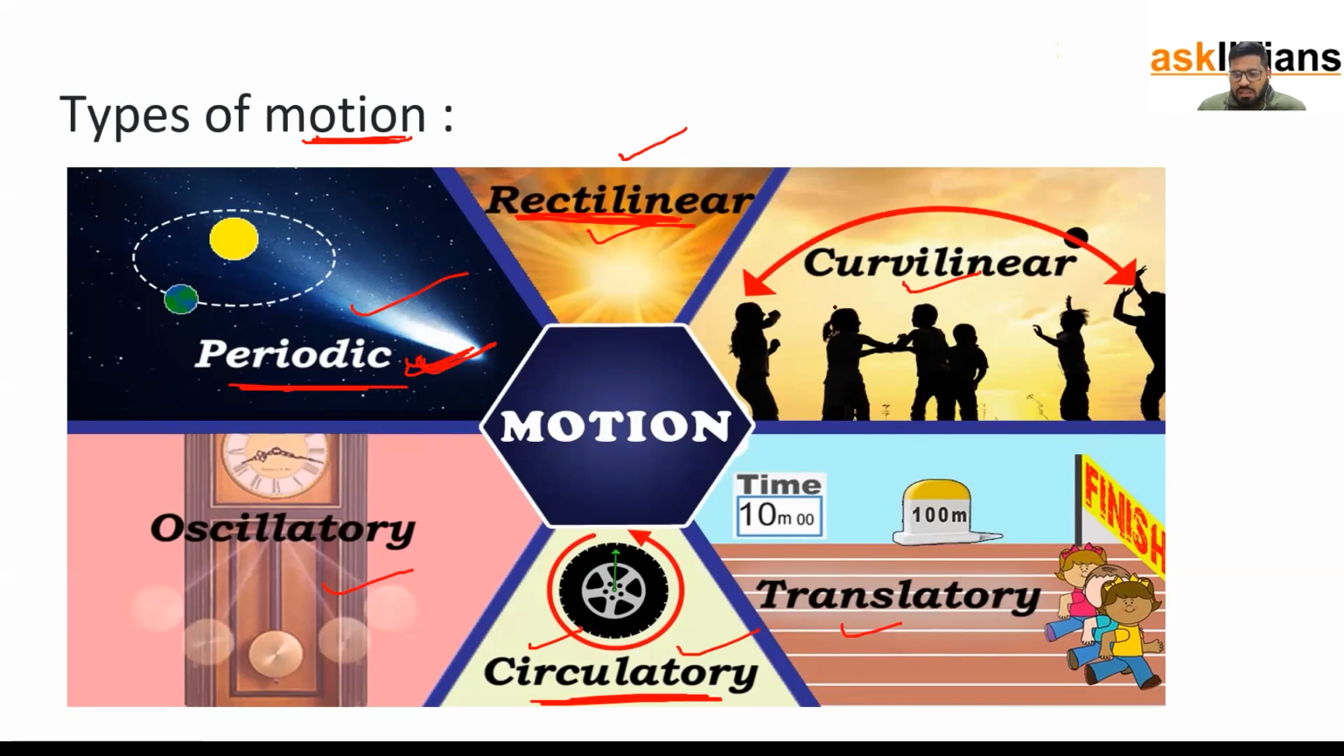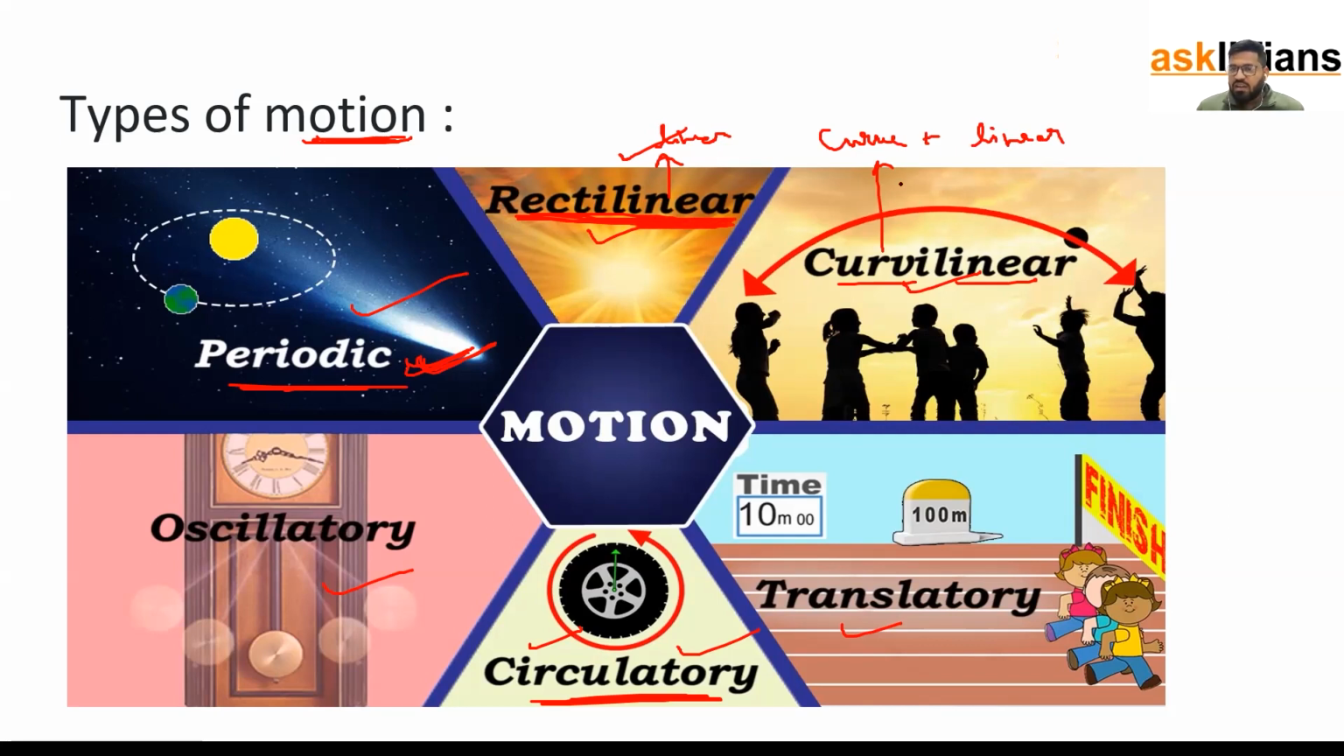Can you see this curvilinear motion? It is made up of two words: curve plus linear. And rectilinear is made from the word linear. So what do you mean by linear? Linear means in a straight line. So whenever motion is in a straight line, that is known as rectilinear motion.